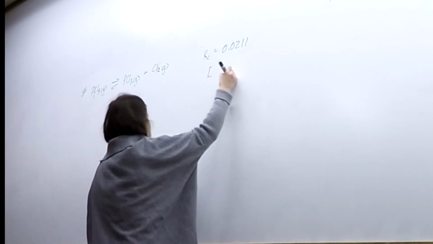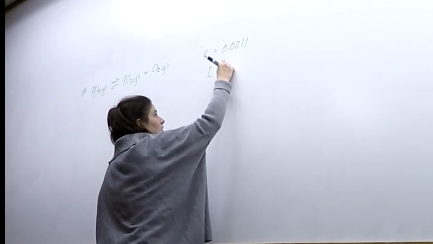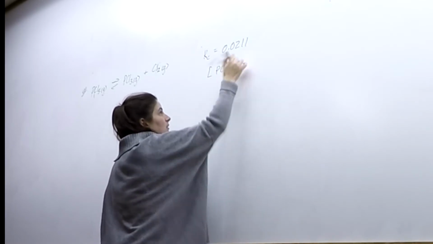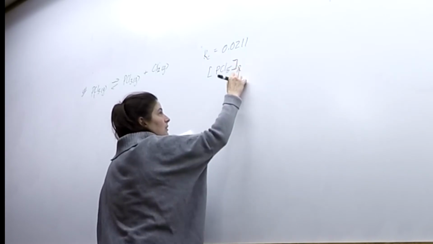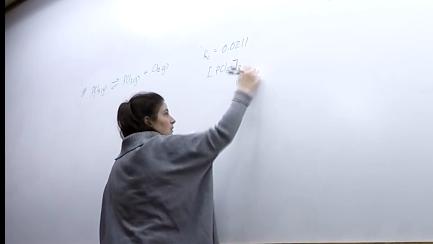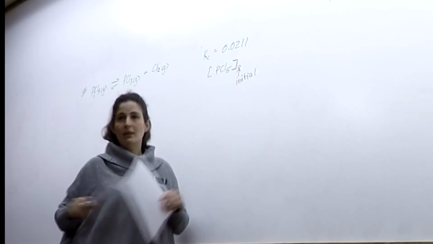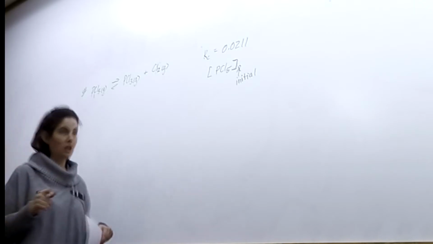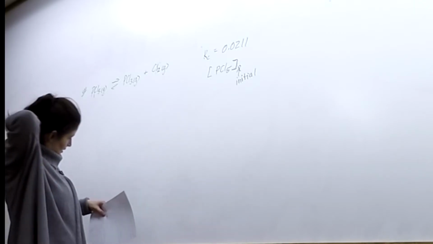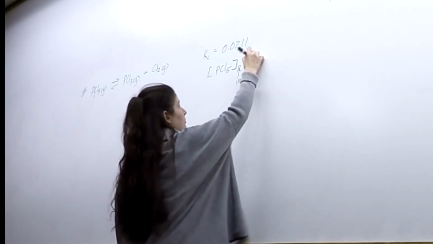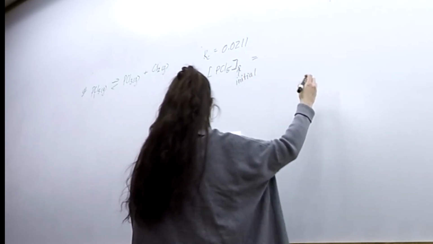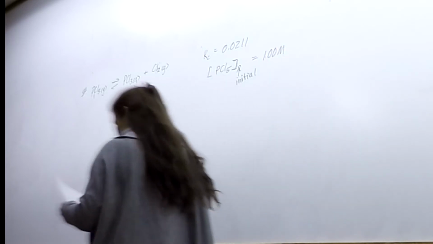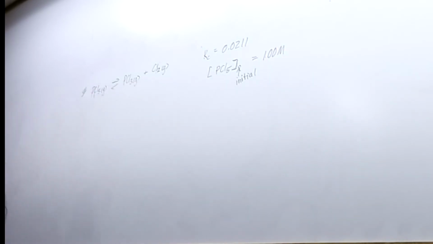And it gives you the initial concentration of our PCl5. Little side note there, if you see that little 0 next to the concentration, that means initial concentration. If you do not see that 0, then it is not. It is probably an equilibrium concentration or another. So the initial concentration of our reactant is 1 molar.